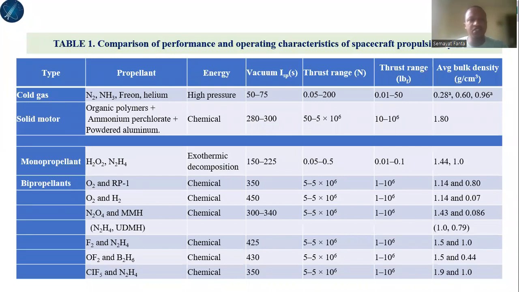The comparison between these four propellant systems, or four propulsion systems, is here, based on their performance characteristics. Energy is one of the performance characteristics, but also ISP (specific impulse), thrust range, and bulk density, the density of the gas which we are using. So these are the parameters we always look for.